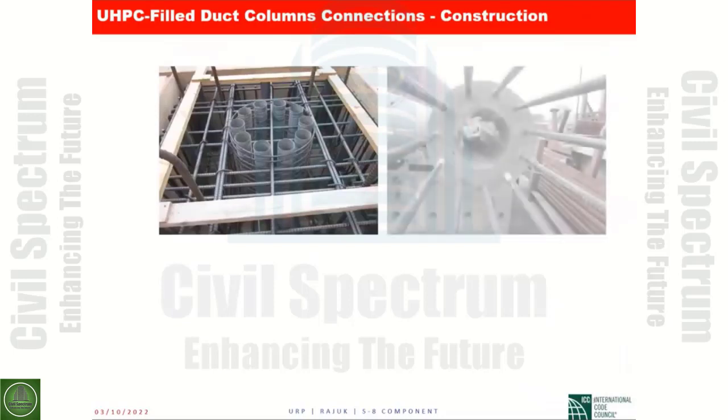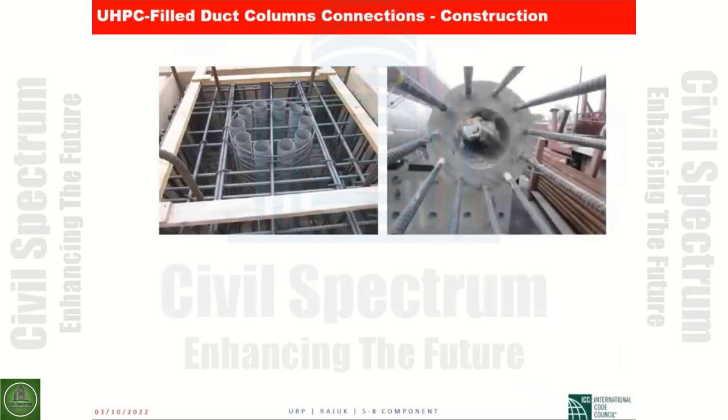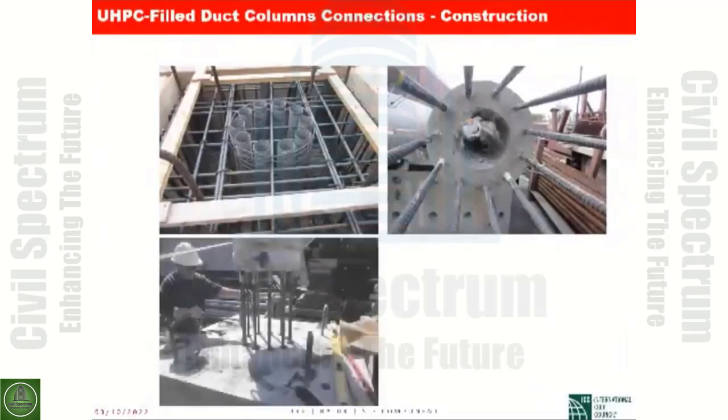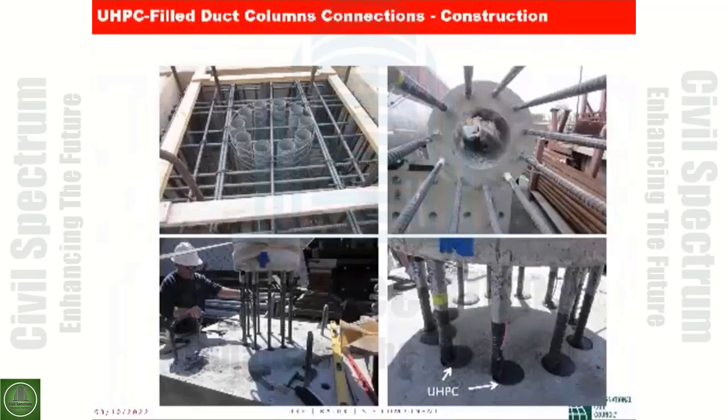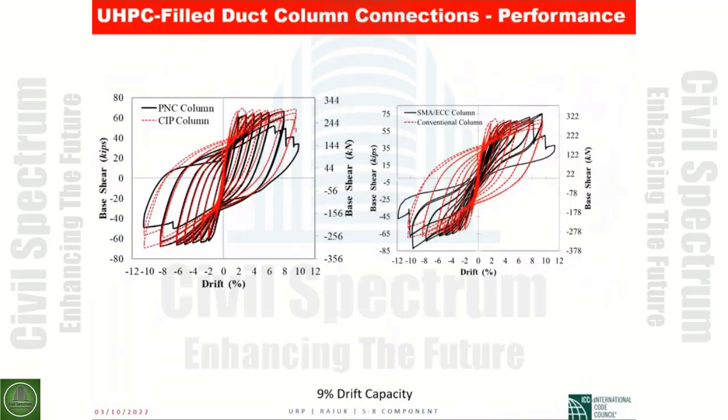So these are some photos of the construction of the column model with the grouted ducts, and again, initially the column was hollow, then we filled it with the self-consolidating concrete. So you notice the placement of the column into the ducts, and then the filling of the ducts with the UHPC. So the column was built, and we tested this under slow cyclic loading.